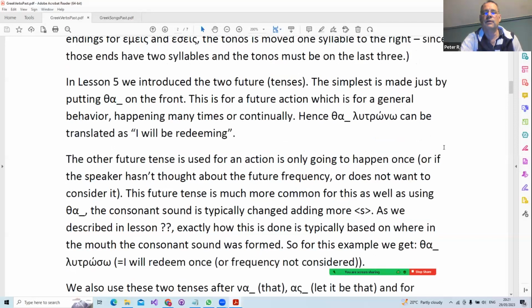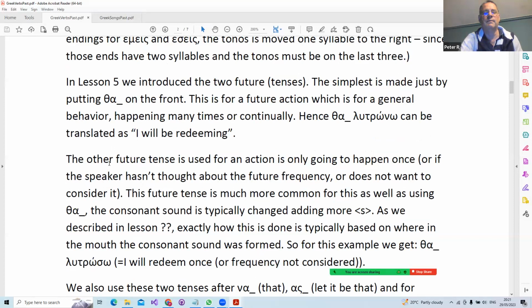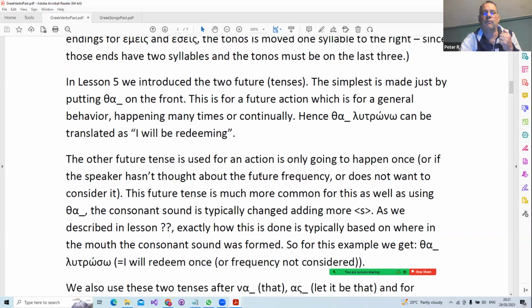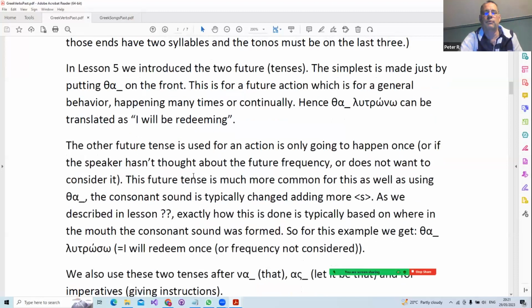And you use this one for something which is only going to happen once, or maybe the speaker hasn't particularly thought about the future frequency or doesn't really want to be considering it. So with a future tense, in a way, you're making a bit of a promise about the future. So for the simpler one, where you use the normal verb, you're making a promise that something will happen a lot. Whereas for this one, when you put the S sound in the ending, you're really only making a promise for a single thing. So no wonder people would use that more commonly.